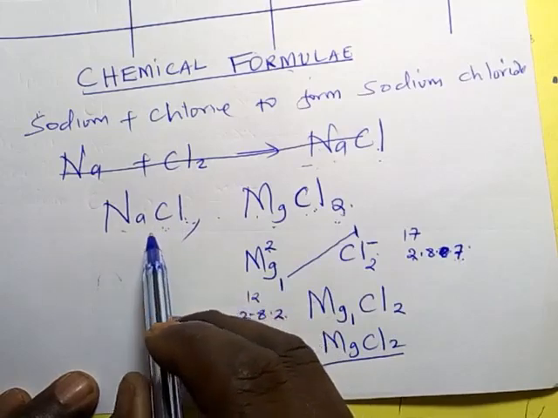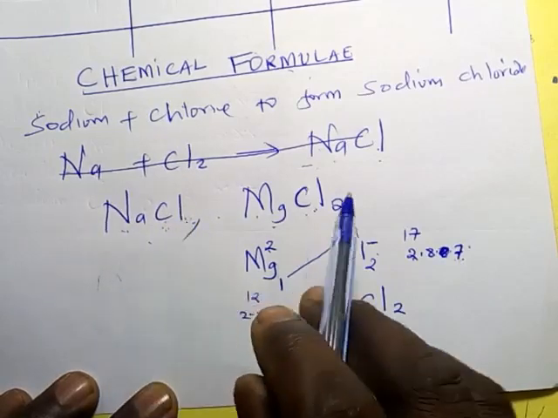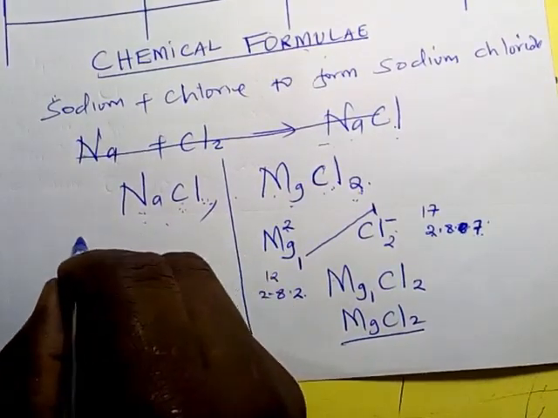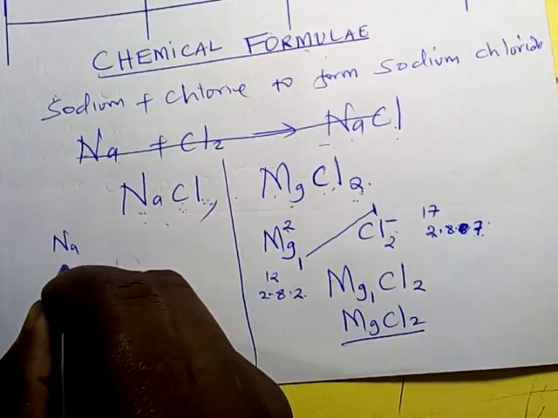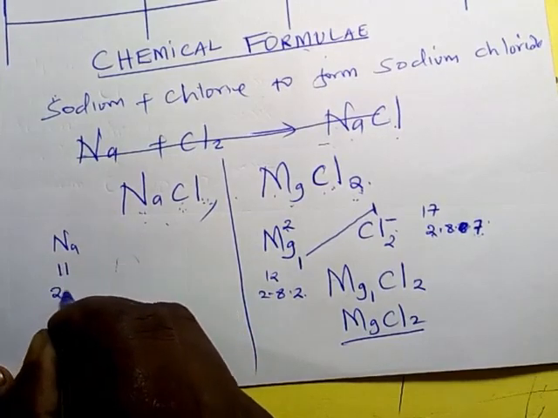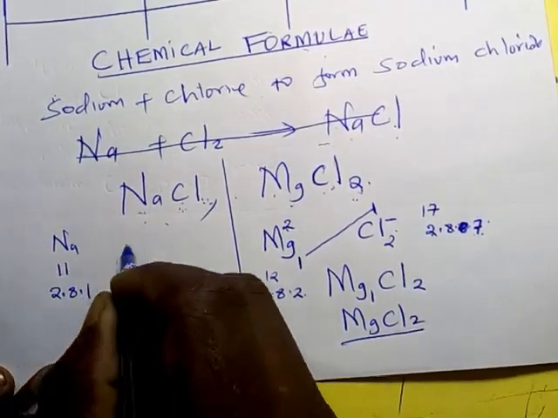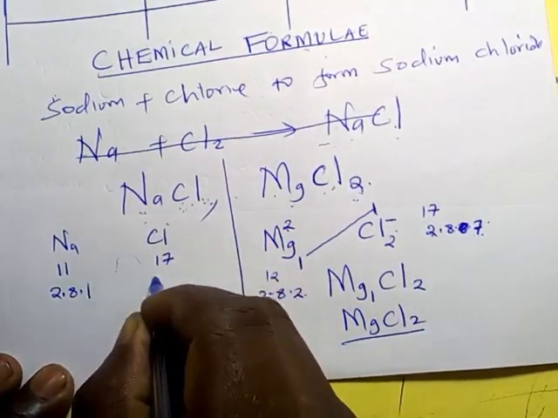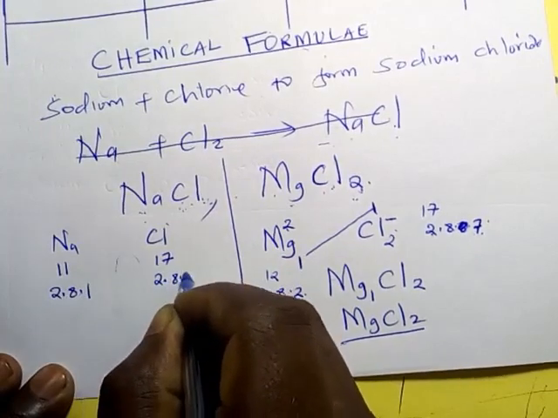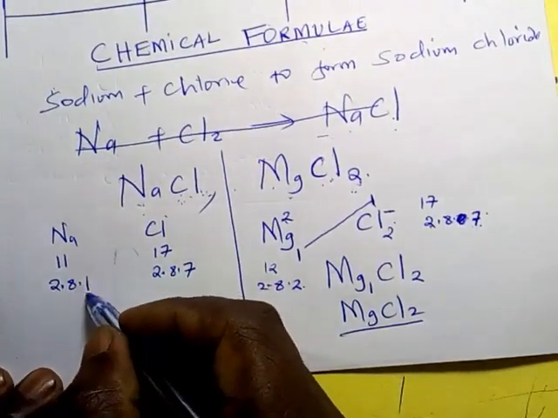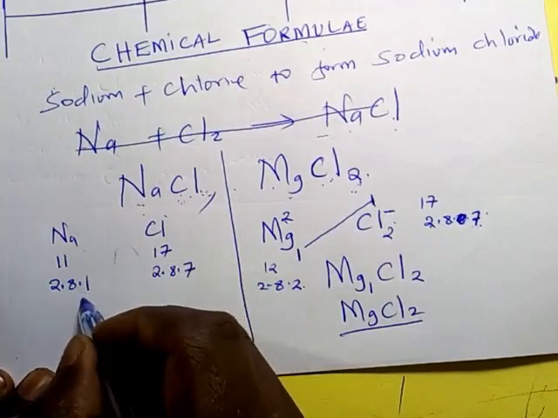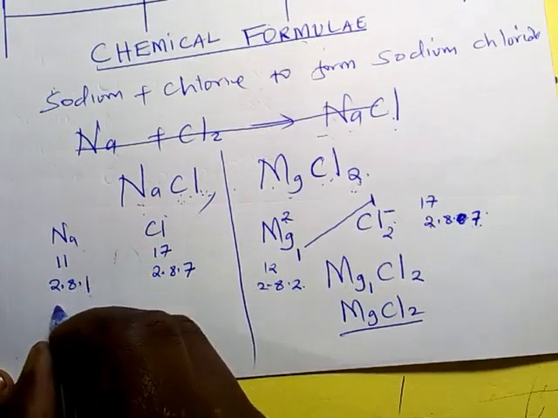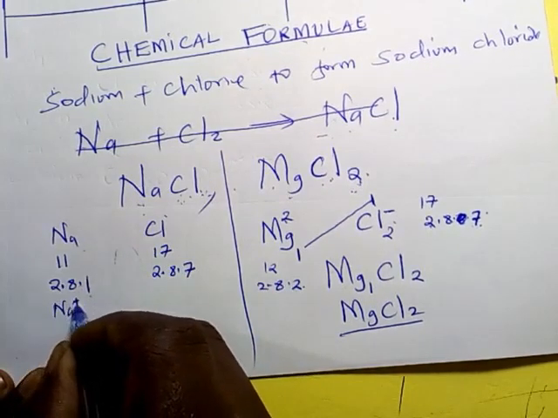So let us see why sodium chloride has no 2 here. Sodium is atomic number 11, electron configuration 2, 8, 1. Chlorine, we have said, is atomic number 17, electron configuration 2, 8, 7. How does sodium react? Sodium reacts by losing 1 electron to be stable because it cannot gain 7. Therefore, it loses 1 to form the sodium ion, positive.